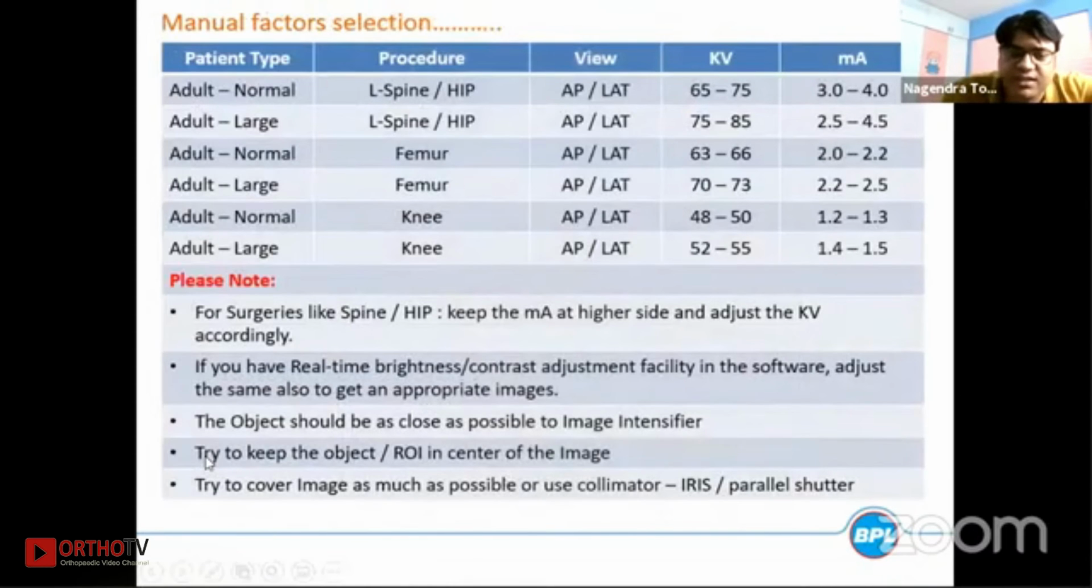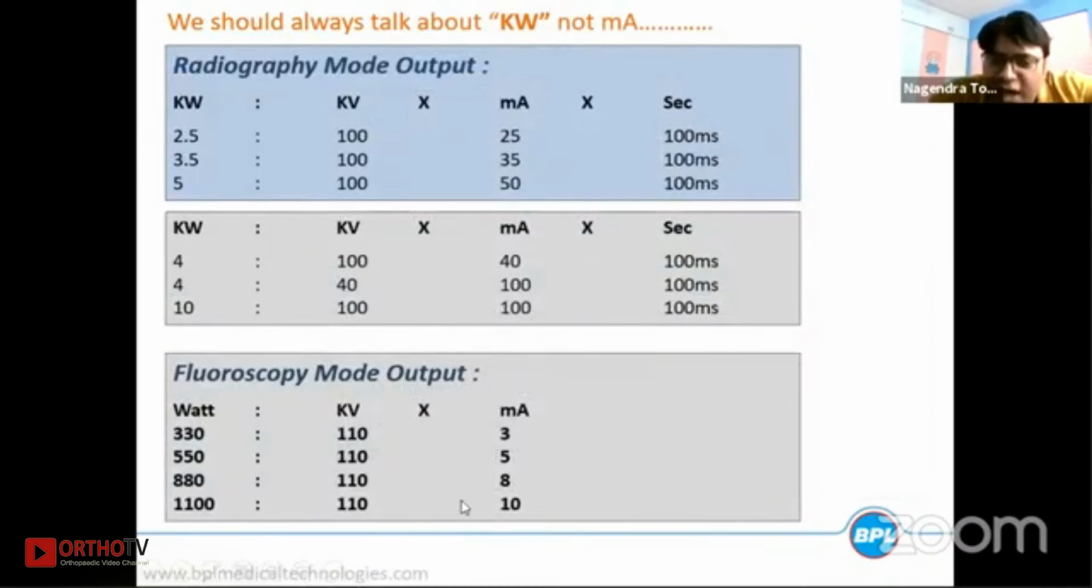Now on the left side, you just see the wattage. So 110 kV at 3 MA becomes 330 watt. 110 kV at 5 MA becomes 550 watt. 110 kV at 8 MA becomes 880 watt. And 110 kV at 10 MA becomes 1.1 kilowatt.